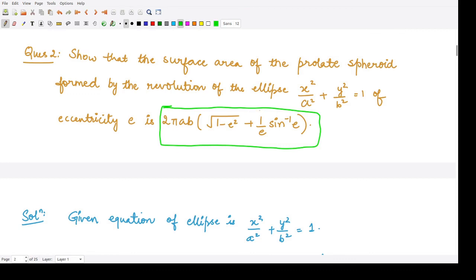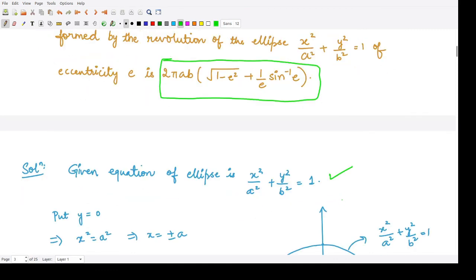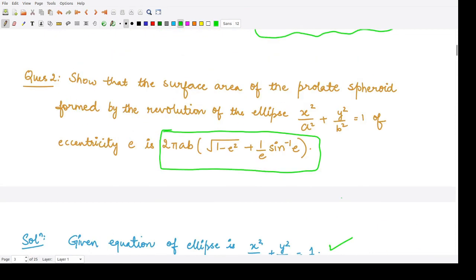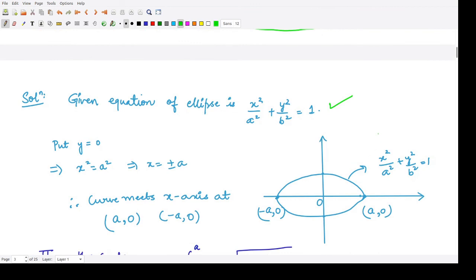So for that what we'll do, we'll first write the equation for this ellipse. Then for this ellipse we will calculate the limits. How can we calculate the limits? For that we will see at which points this curve meets the x-axis.